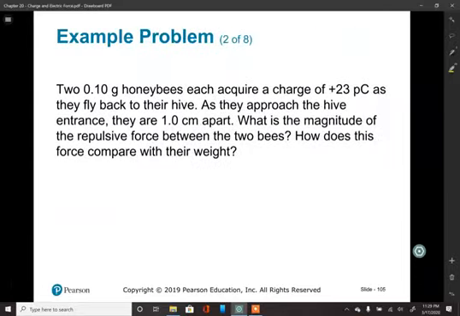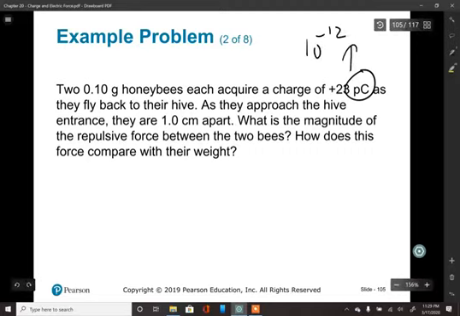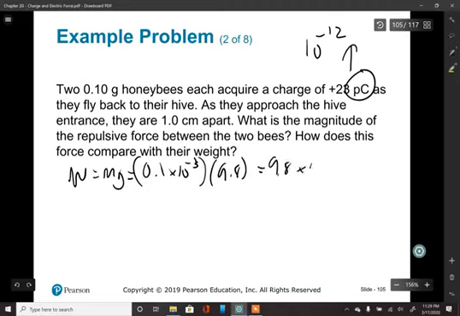A similar problem, comparing this weight and electric force idea. Notice this amount of charge, picocoulomb. Pico is a relatively rarely used prefix. This is 10 to the negative 12th. That's a very small amount of charge. But the humming bees are very light, so let's compare these two. So the weight is mg. Remember, mass has to be in kilograms, so that's 0.1 times 10 to the negative third kilograms, times 9.8. So this is going to be 9.8 times 10 to the negative fourth newtons.